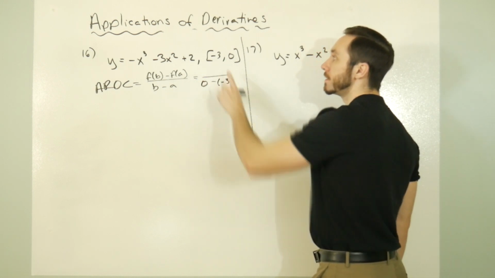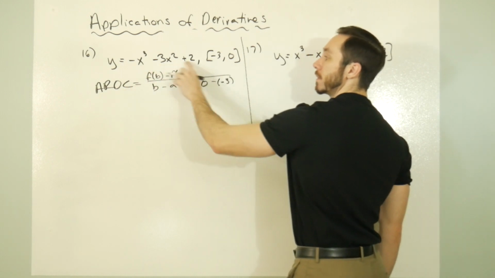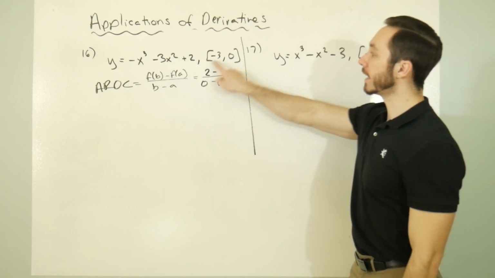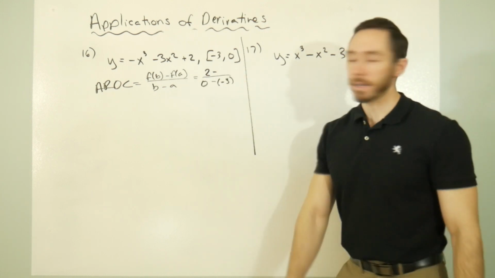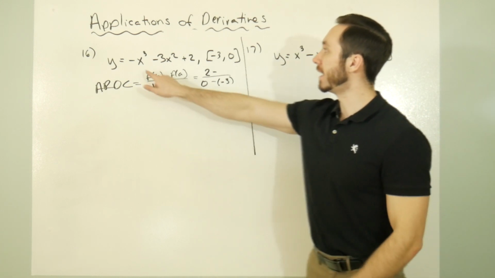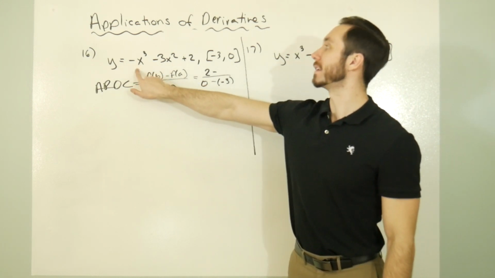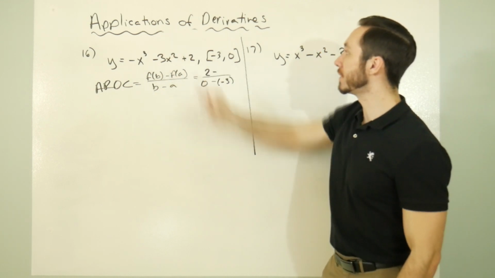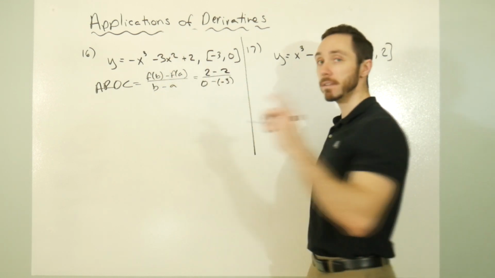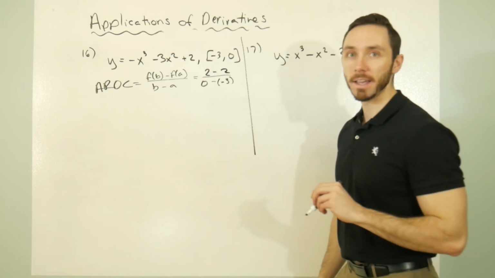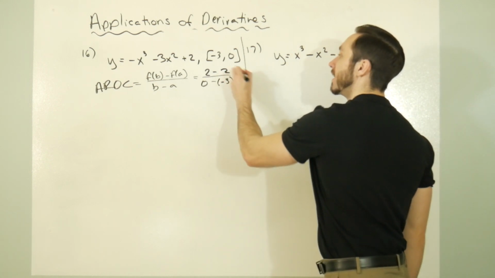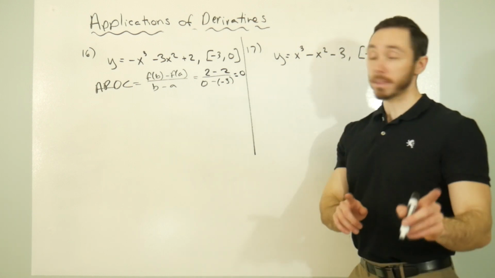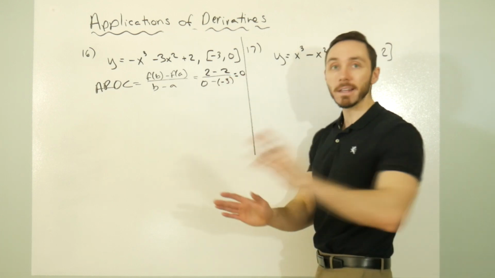Plugging in 0 is the easiest because this goes away, and we get a 2 for the first value. Plugging in a negative 3 is also not too bad. Reason being is that this is going to be a positive 27, and this is going to be a negative 27. They both go away. You're left with just this constant of 2. 2 minus 2 is 0, and sure enough, this average rate of change is actually 0 from negative 3 to 0. What we're going to do with that is we're going to set it equal to the derivative.